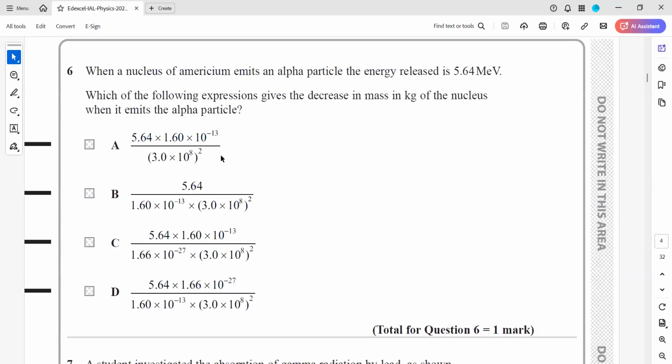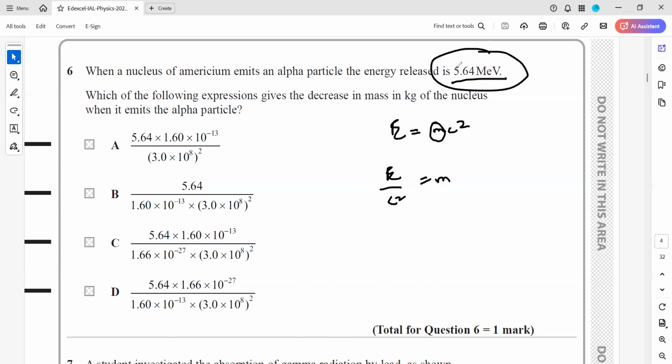In question 6, the nucleus of americium emits an alpha particle that releases 5.64 mega electron volt. Which of the following expressions gives the decrease in mass? So we have the energy. We can use the formula: mass in kilogram equals E by c square. I need mass, so energy divided by c square will be equal to mass. But this energy is in mega electron volt, so I have to convert it into joules first. So mega electron volt into electron volt.